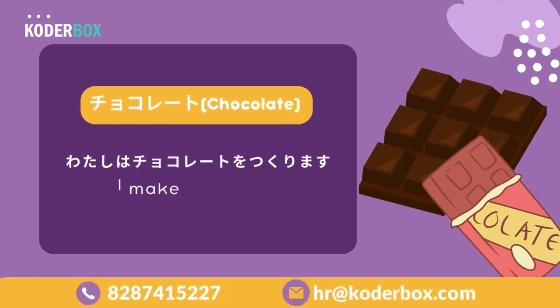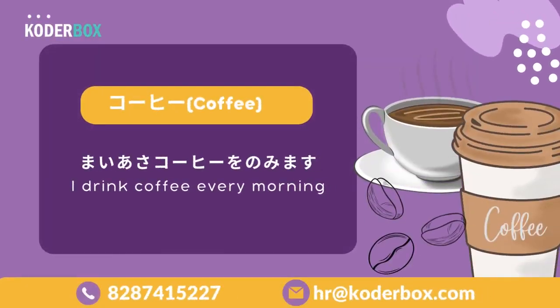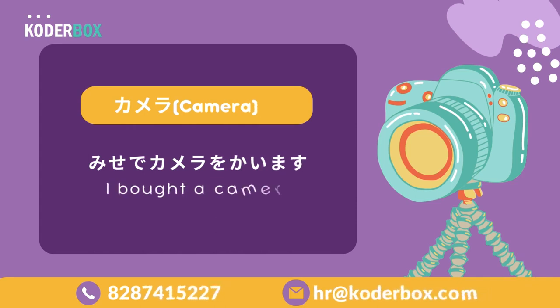Chocoreto, chocolate. Watashi wa chocoreto o tsukurimasu. I make chocolate. Kohi, coffee. Mai asa kohi o nomimasu. I drink coffee every morning. Camera, camera. Mise de camera o kaimasu. I bought a camera from the store.